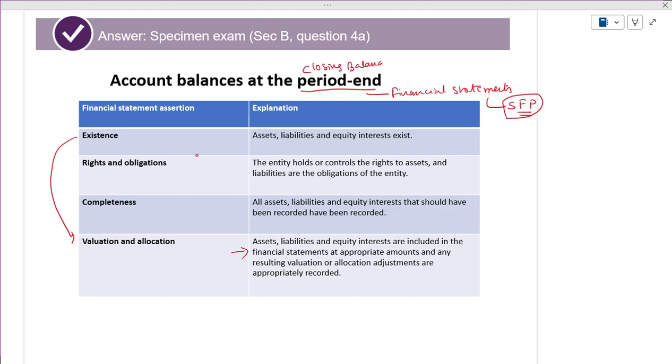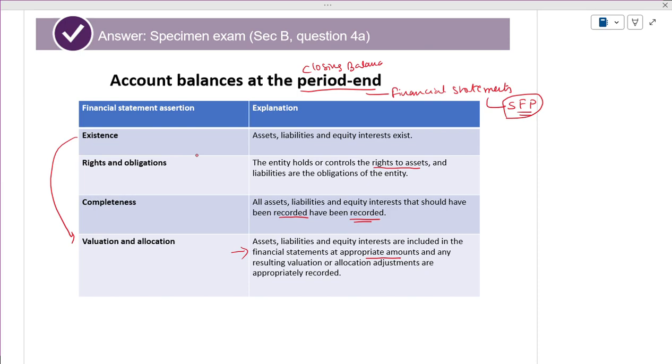Rights and obligations: we have the right to the assets. I told you, ownership. Account balances in terms of liabilities are the obligations of the entity. Completeness: all the assets and liabilities should have been recorded as they have to be recorded. The last one is valuation: assets, liabilities and equity are included in the financial statements at appropriate amounts.